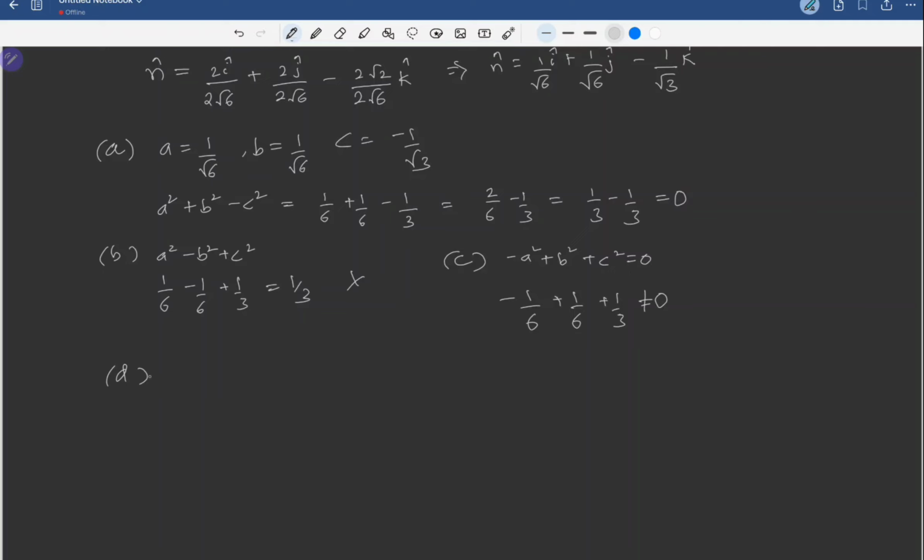And option D is a squared plus b squared plus c squared, which is equal to 1 by 6 plus 1 by 6 plus 1 by 3, which is equal to 1 by 3 plus 1 by 3, which is equal to 2 by 3. So B, C, D are wrong and A is the right answer.